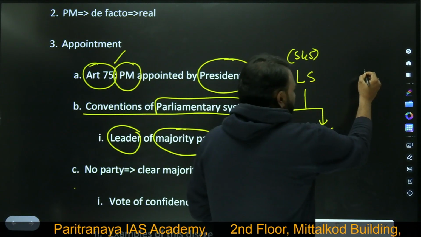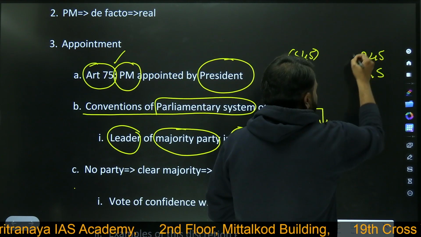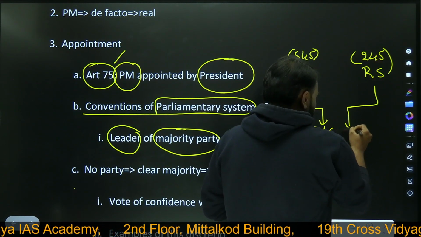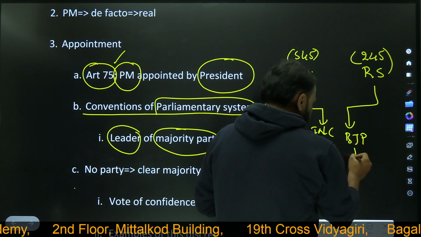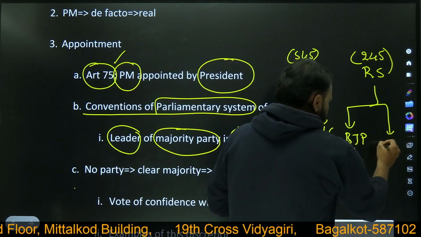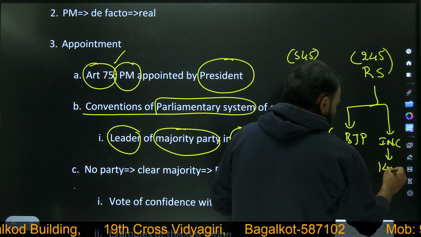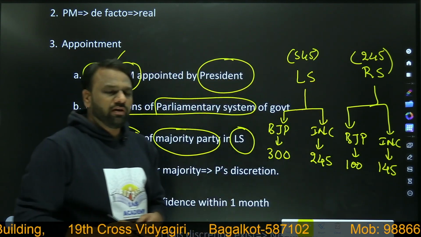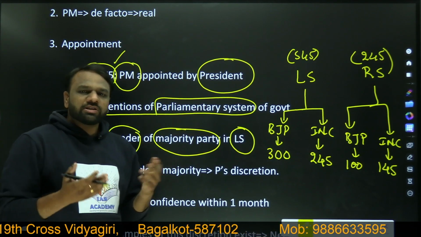Similarly, let us take Rajya Sabha. So Rajya Sabha, we have totally 245 seats. So let us assume an imaginary situation wherein BJP has 100 seats. And next, Indian National Congress has 145 seats in Rajya Sabha. So if you look here, what is the majority required in Lok Sabha and Rajya Sabha?